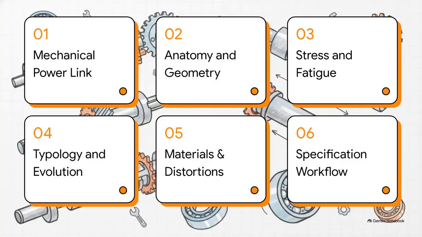Here's our roadmap for today. We're covering the mechanical power link, shaft anatomy and geometry, managing stress and fatigue, shaft typology and evolution, materials and manufacturing distortions, and finally, the specification workflow. We'll build our understanding progressively, moving from the macro function of power transfer right down to the specific workflows you'll use to design these critical elements.